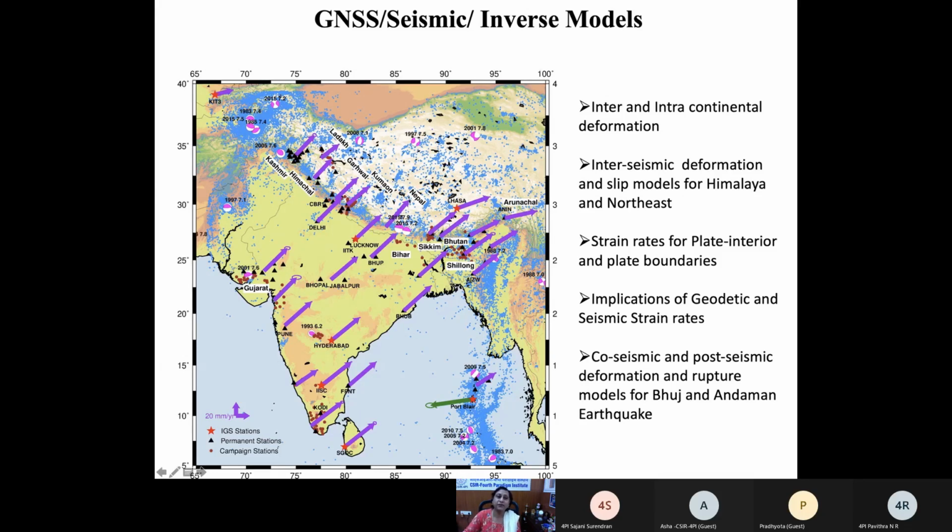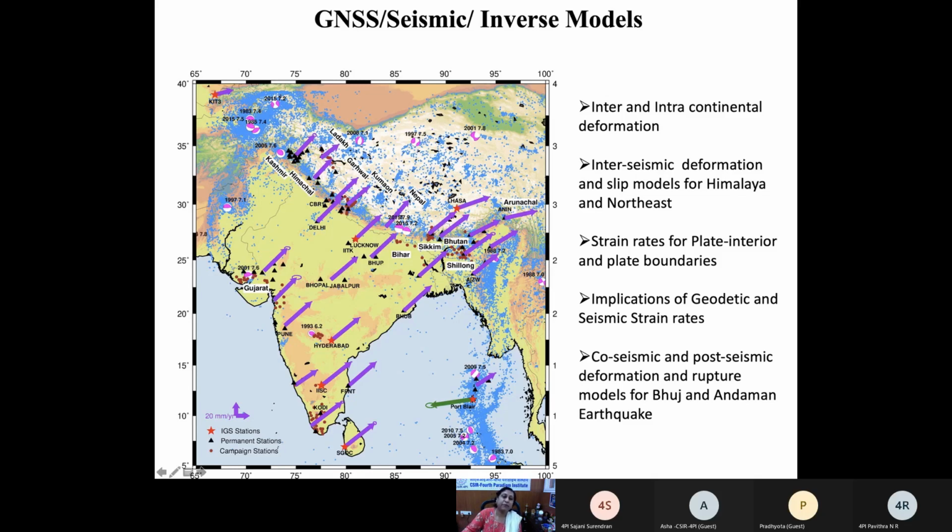As you can see, all these black triangles are our continuous GPS stations, which are monitored, and some of them have started since 1997. From then onwards till now, we have been monitoring. For all these stations, we measure over a period of time how much they are moving. Like, I will say, Bangalore is moving around 5 centimeters per year approximately. We are also moving. See, nothing is stationary in our world. And the Himalaya moves around 2 to 3 centimeters per year.